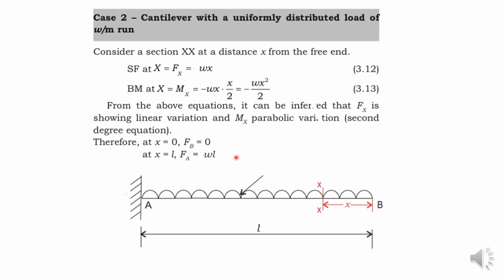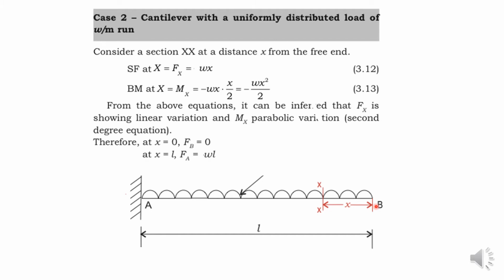So to draw the bending moment diagram, bending moment about XX, that is Mx, is equal to minus W h into h by 2. Since it is in clockwise direction, I put a negative sign, and that's equal to minus W h square by 2. To get the variation of bending moment along this length of the beam, give h is equal to 0 to get the value of bending moment at B. So you will get the value of bending moment at B as 0, and the value of bending moment at A, that means h is equal to L, is equal to minus W L square by 2.